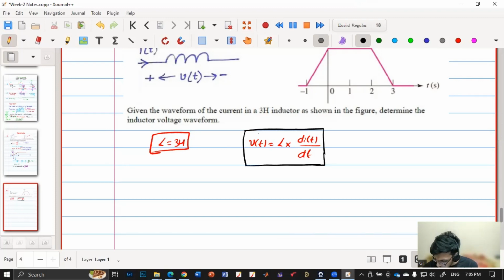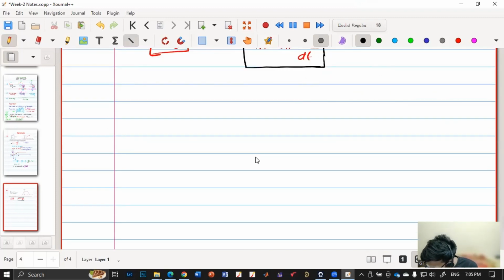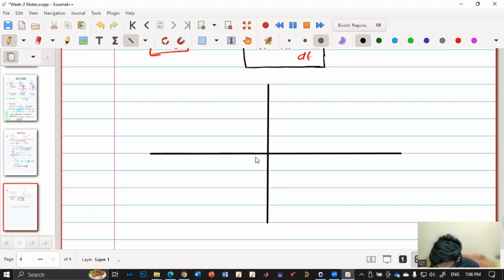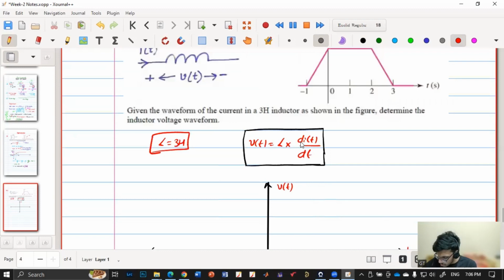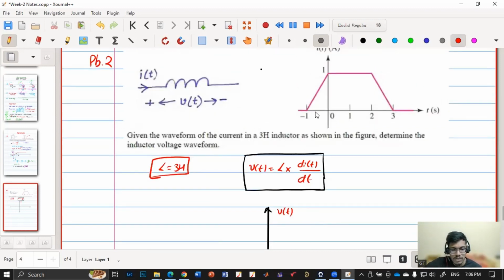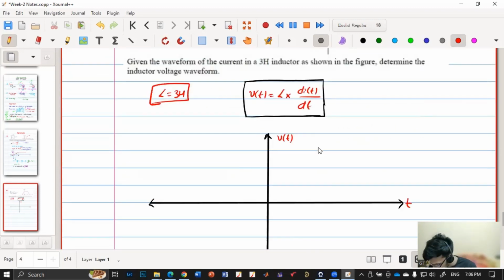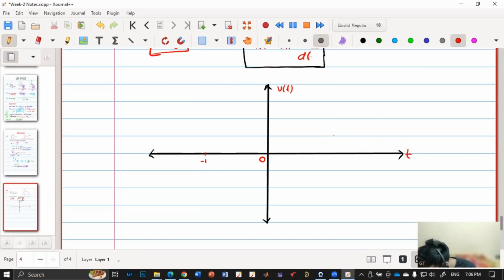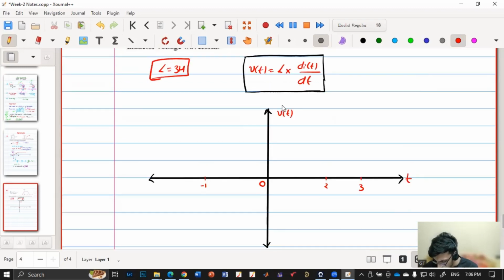So before that, let me draw the plot. So this is my y-axis as well as my x-axis. Now I'll name this v of t and this is time t. So we'll do division by division. So from minus infinity to minus 1, my I is 0. So what will be my voltage? My current is 0, so voltage will also be 0. So let me use a different color. From here to here, it will be 0.